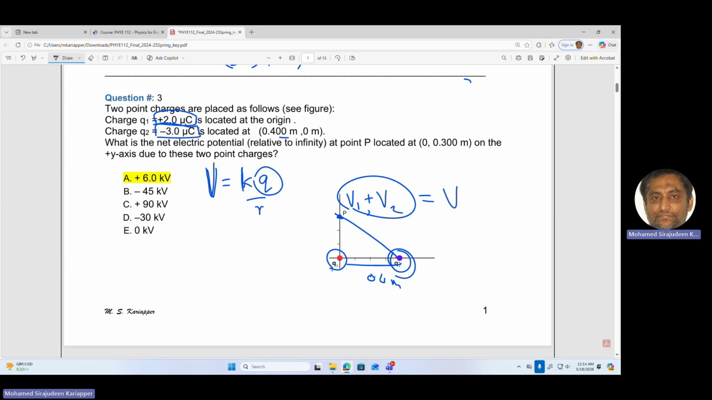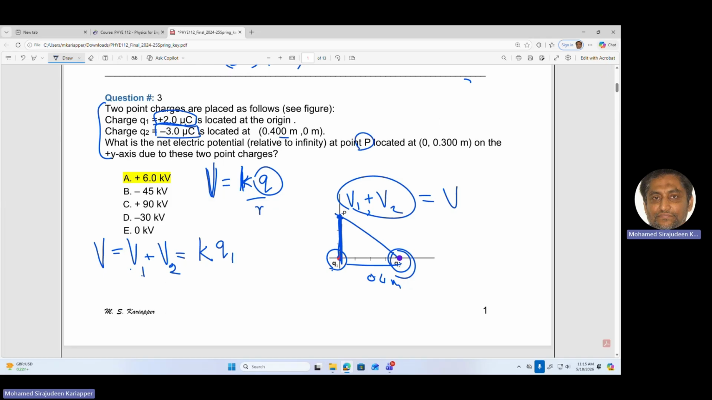Let me explain. What is this k? K is the Coulomb constant. If it is not in the question, don't worry, it will be in the formula sheet. R is the distance from the charge to the point where you need the potential. So now I can get the total potential. It will be V1, the potential from charge 1, plus V2, the potential from charge 2. So V1 will be K Q1 divided by the distance to the point. Do you know this distance?